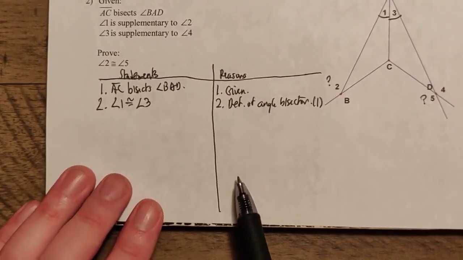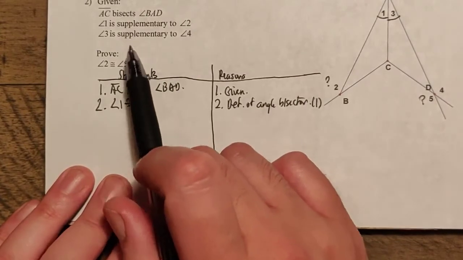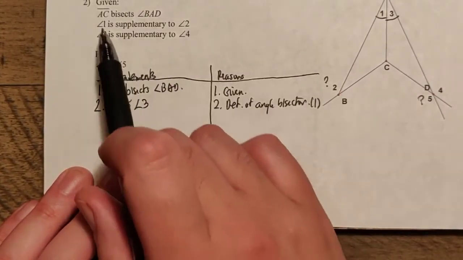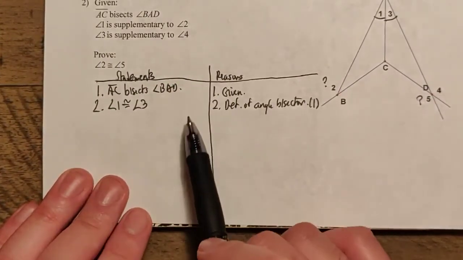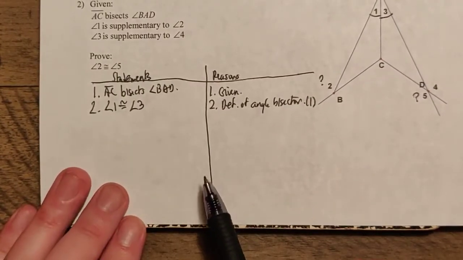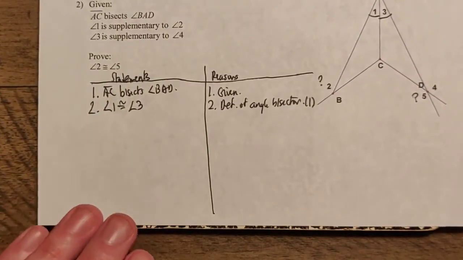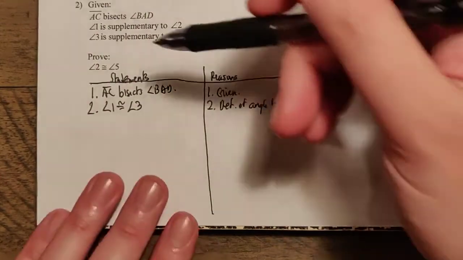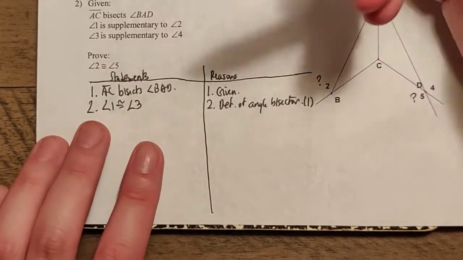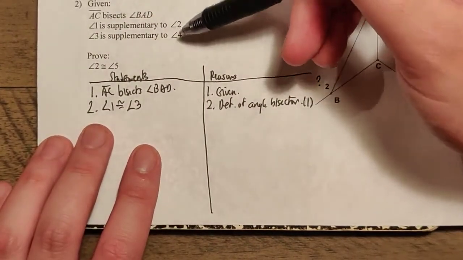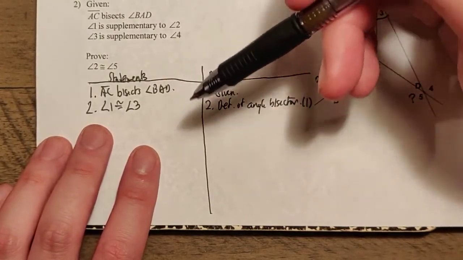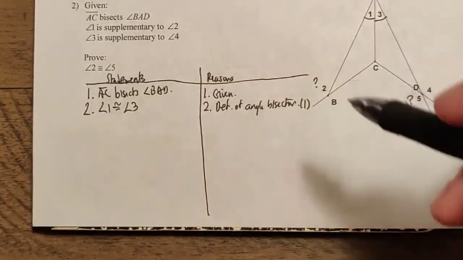So now we want to see where we can go with this. We were told the other two pieces of information: that angle 1 is supplementary to angle 2 and 3 is supplementary to 4. And we have 1 is congruent to 3 here. So again, now we have to consider, wait a minute, this feels a lot like one of our theorems before. Because 1 and 3 are essentially the same, the congruent angles here, we've got two angles that are supplementary to congruent angles, so that means they themselves have to be congruent.